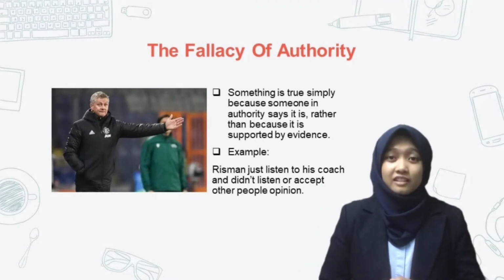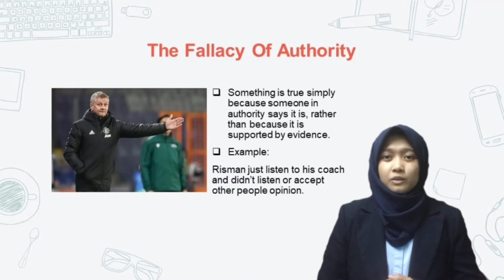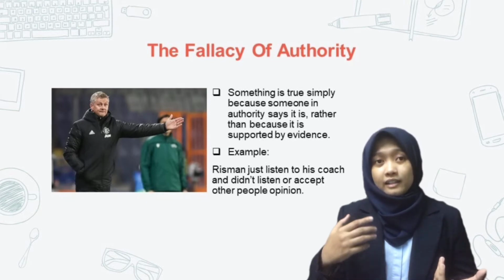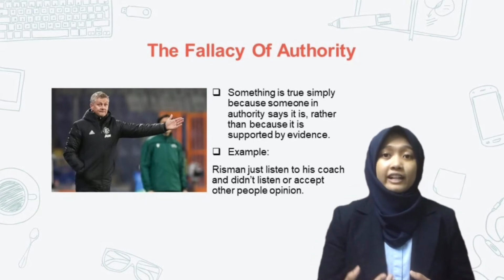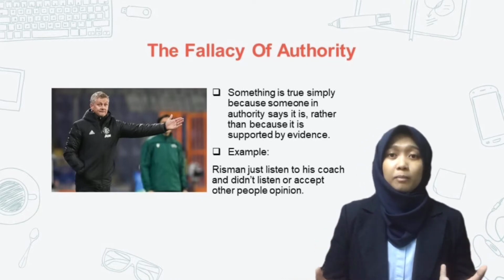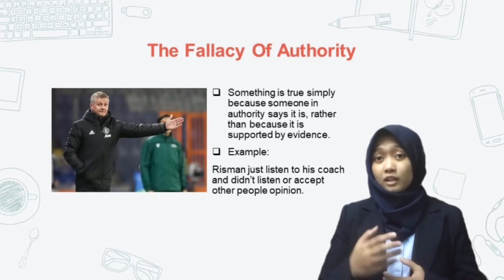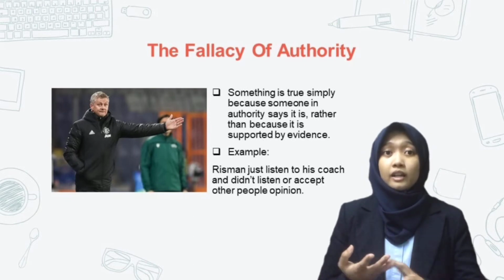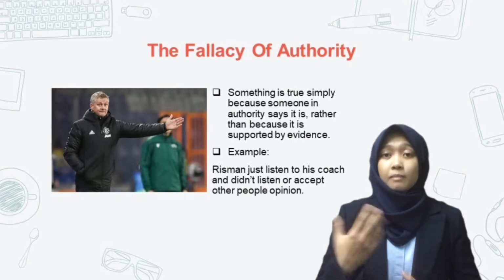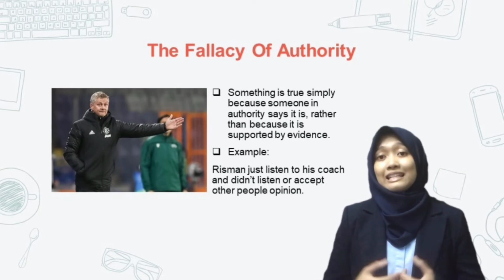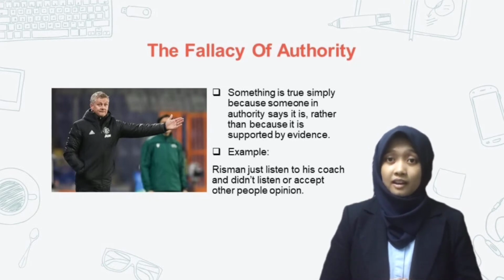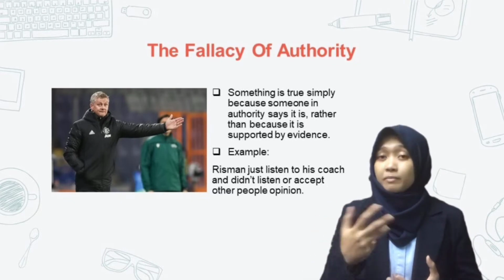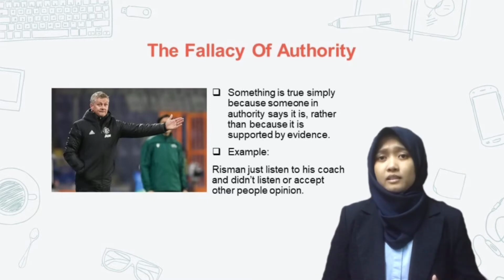The next fallacy is fallacy of authority. It refers to something being true simply because someone who has authority says it is right or wrong. There is no supporting evidence, but because the person has power, knowledge, experience and wealth, you simply trust the person. For example, Rizman only listens to the coach because the coach has experience, and Rizman didn't want to listen to other opinions.